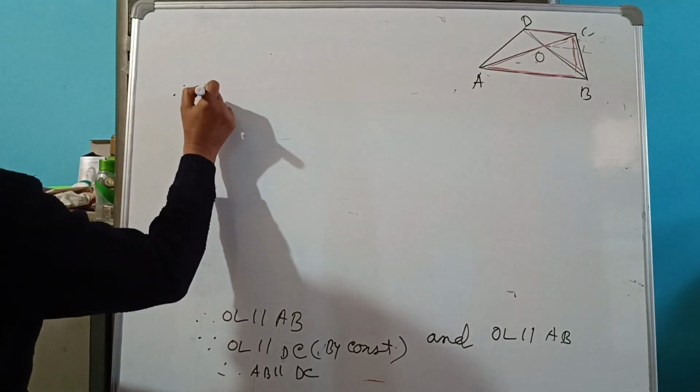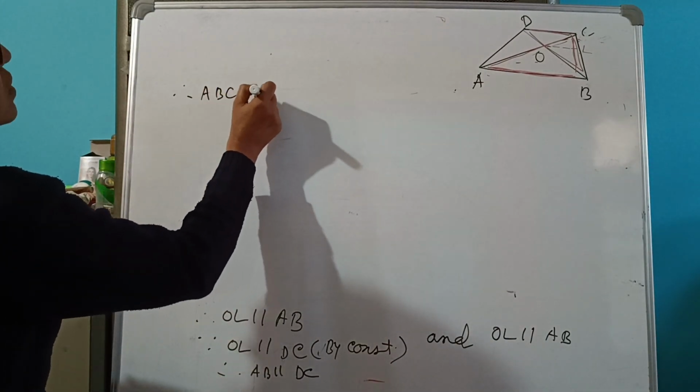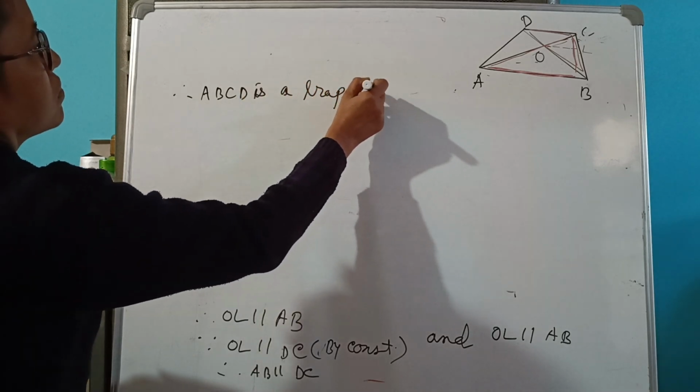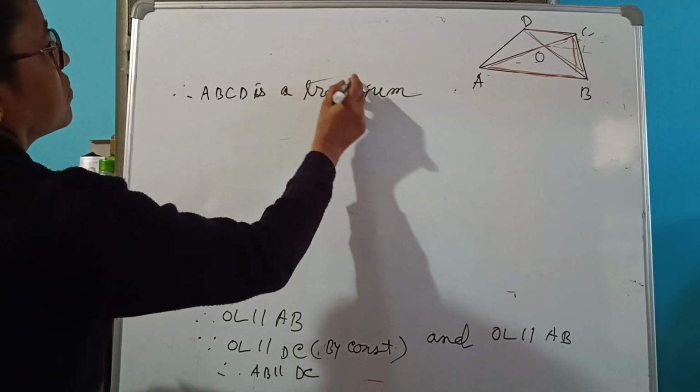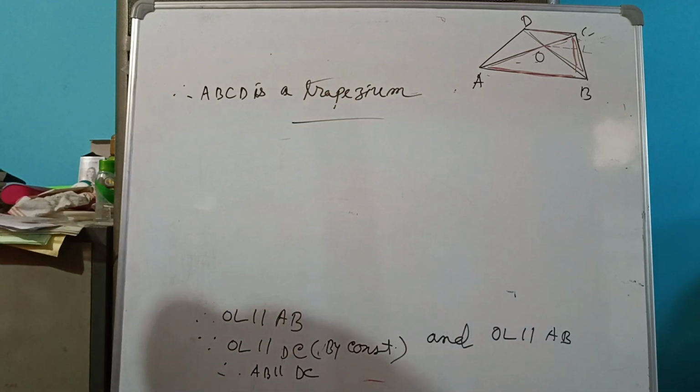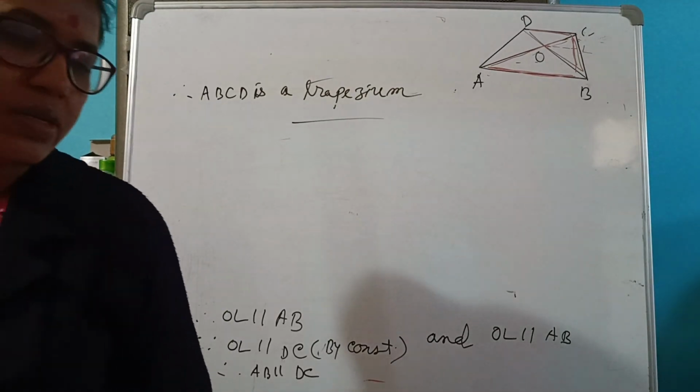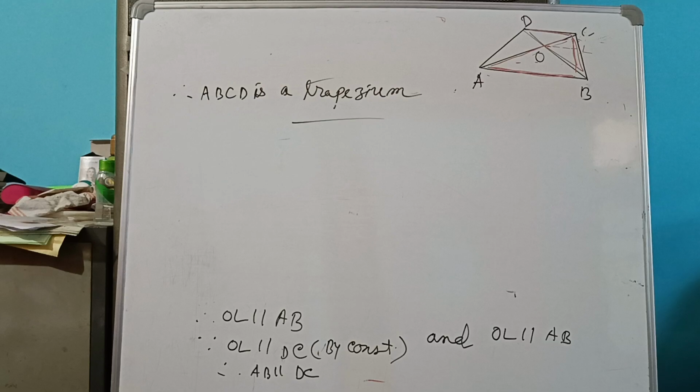Therefore, ABCD is a trapezium. This is our proof. And our exercise 6.2 is also finished. Okay, students, if you don't understand clearly, please ask me a question.